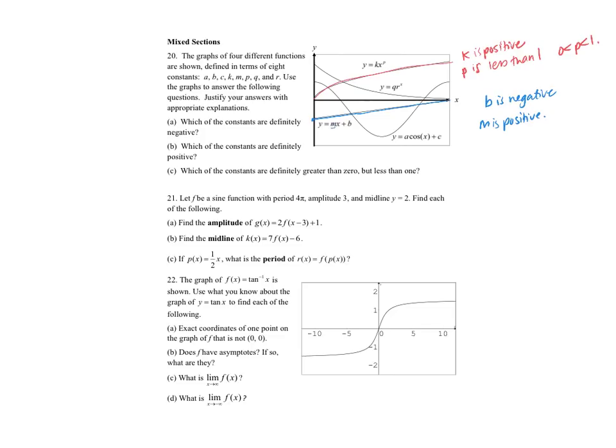And then if I look at maybe this one here, I can see that my q is positive, that's the y-intercept. Q is positive. And the r, since it's going down like this, r is between 0 and 1.